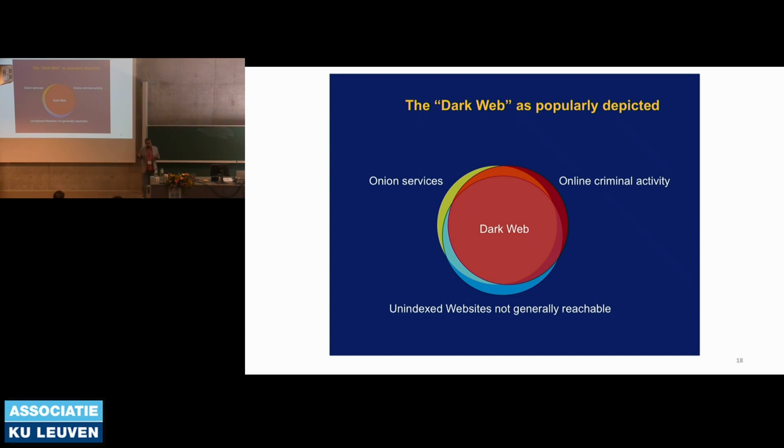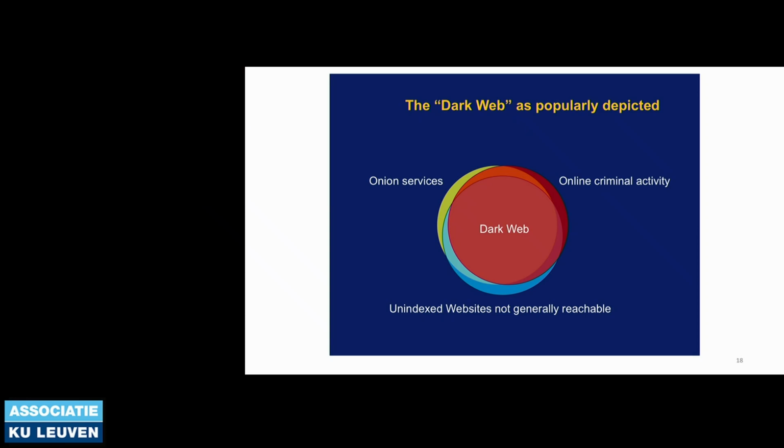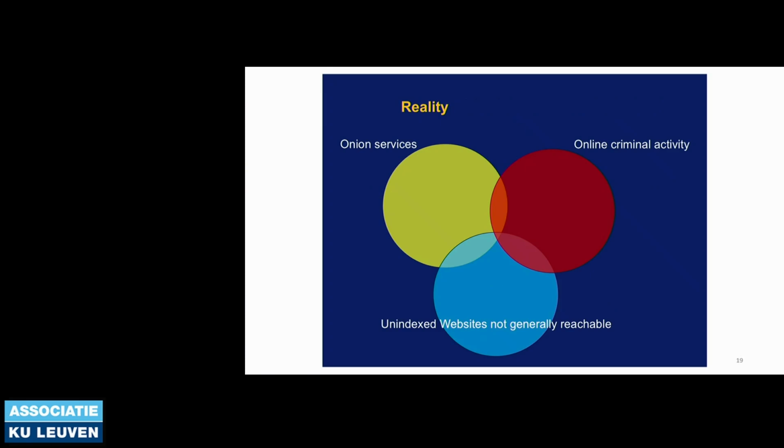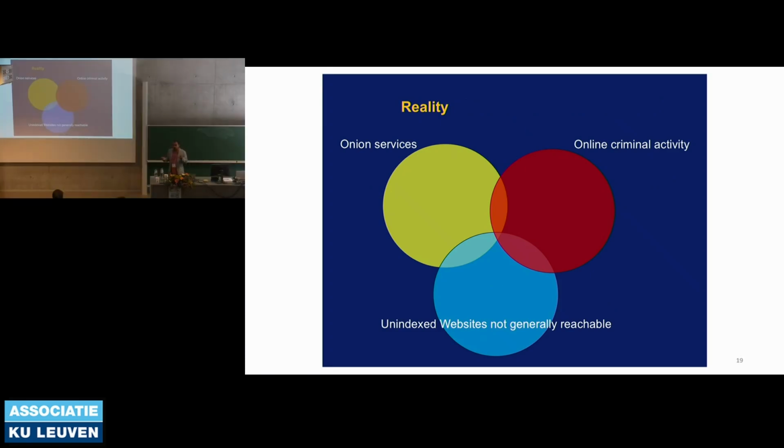But there are onion services, there are unindexed websites which are not searchable. You have to actually know the IP address to access those websites. And then there are online criminal activities. People generally try to synonymize all of them together. People think most of them are the same, and they have a significant overlap. But the reality is that not all onion services are criminal services.